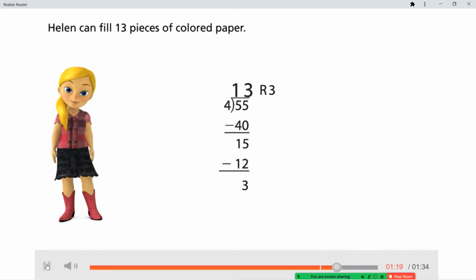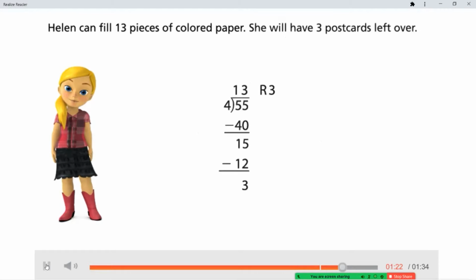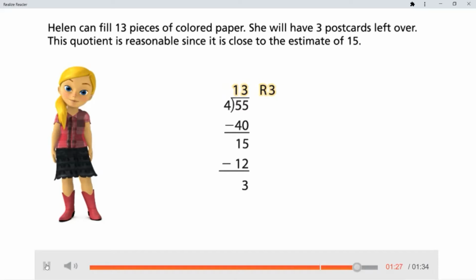Helen can fill 13 pieces of colored paper. She will have 3 postcards left over. This quotient is reasonable since it is close to the estimate of 15.